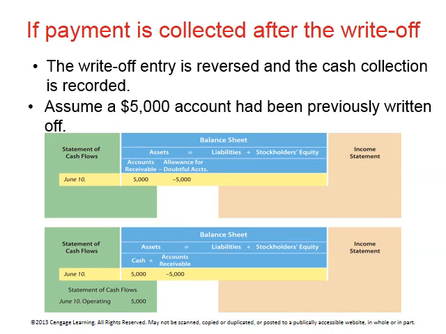Then the second part of the transaction would be recognizing the invoice being paid. So increase cash and decrease accounts receivable.